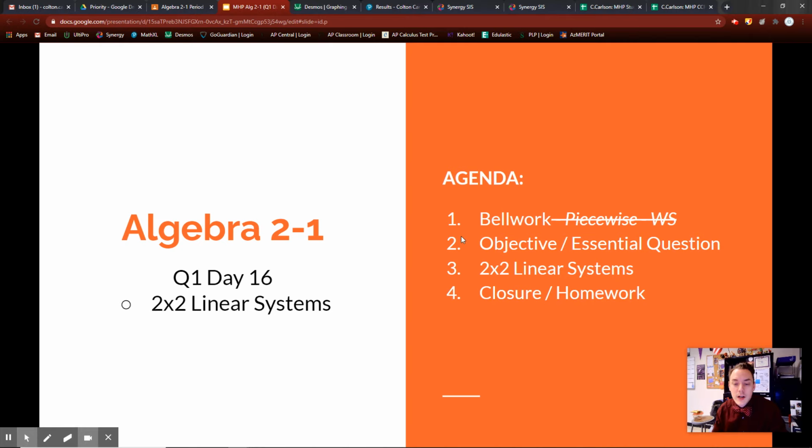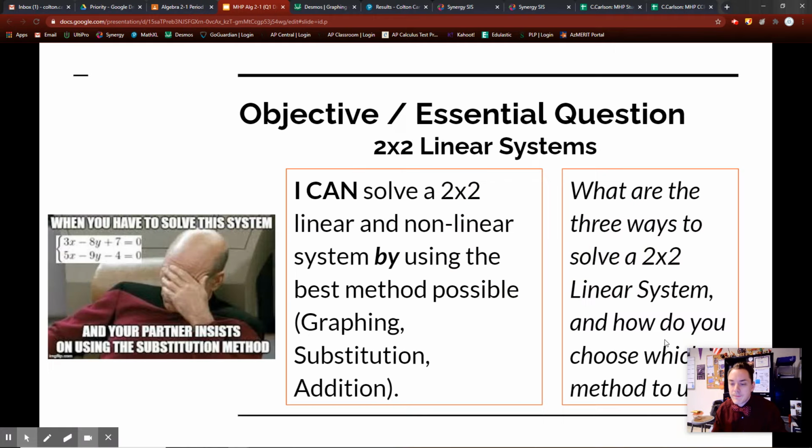So let's go through, actually, you know what? We'll probably skip the bell work, but let's just go through the objective, essential question, 2 by 2 linear systems, and closure homework. I'm going to skip the bell work just because it's a lot of questions that we've already reviewed before using functions, graphing functions, rate of change. So I'm not going to go through that. So let's just jump here.